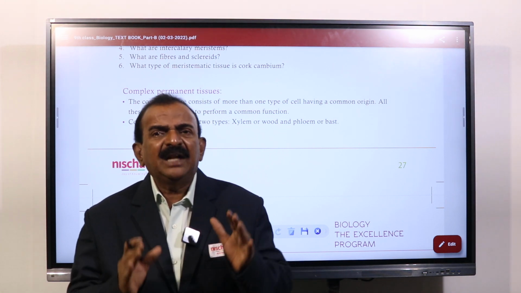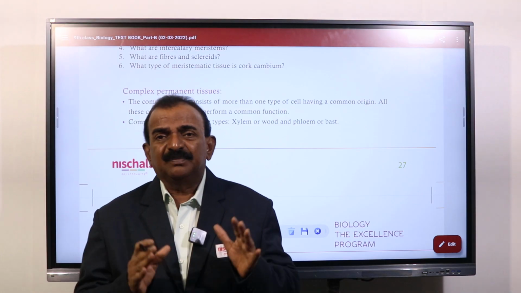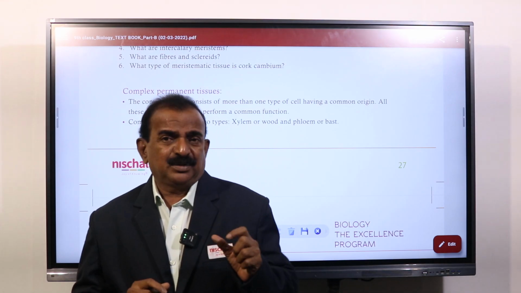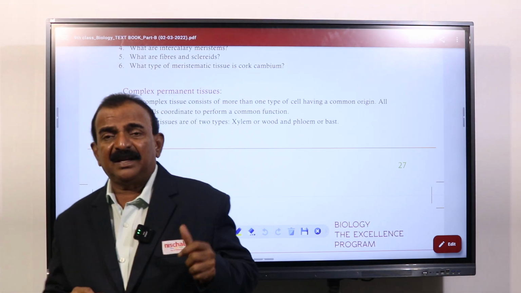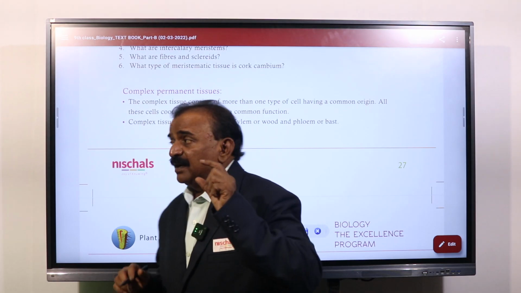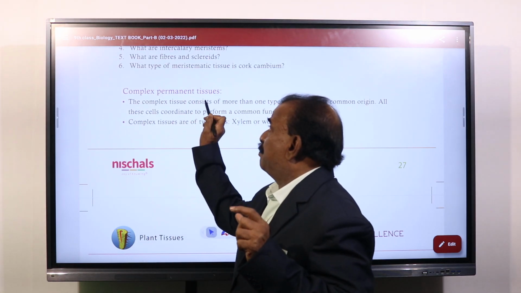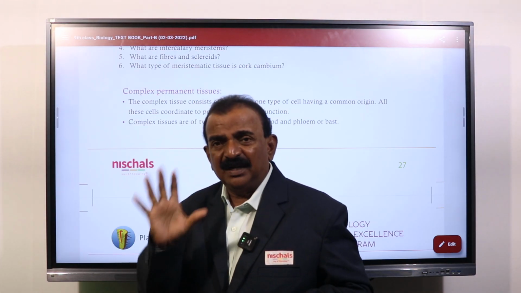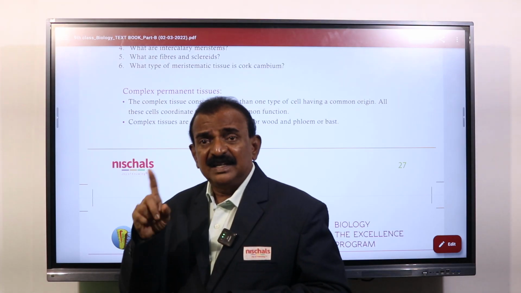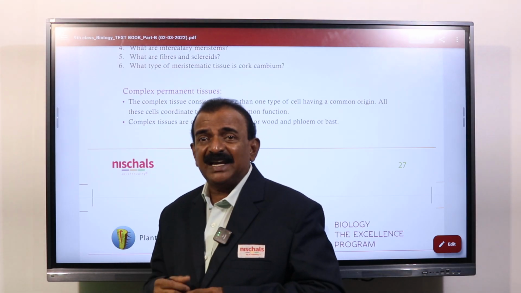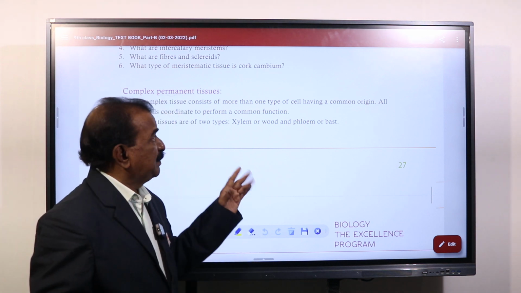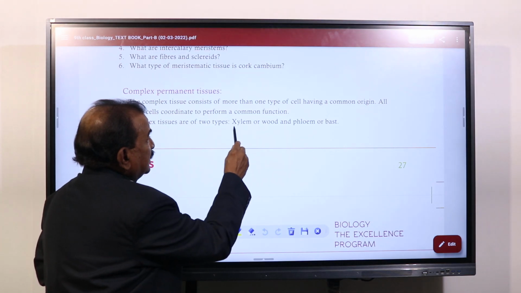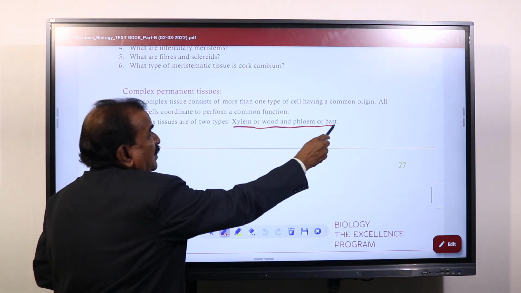So children, all these are the key concepts we studied in chapter 2, that is plant tissues. Now on the interactive flat panel, you are observing the heading, complex permanent tissues. I told you complex permanent tissues are of two types, and they are xylem and phloem tissues. Here you see the presence of xylem, wood, or phloem, or bast.